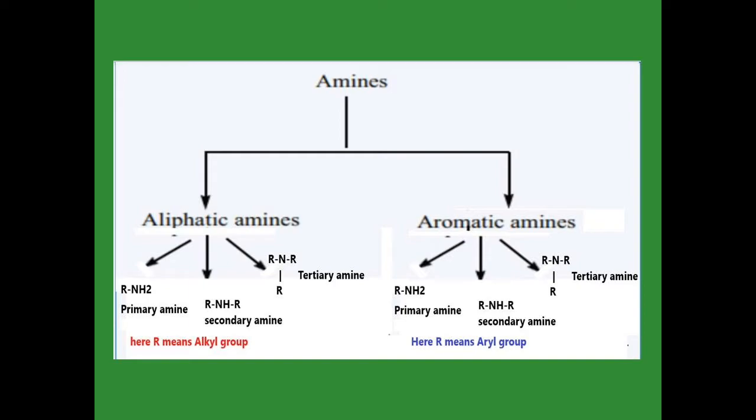First, the aliphatic amine is classified as primary amine, secondary amine and tertiary amine. In a primary amine, the nitrogen contains only one alkyl group. In a secondary amine, the nitrogen is attached to two alkyl groups. And in a tertiary amine, the nitrogen is attached to three alkyl groups. In the same way, in aromatic amines there are also three types: primary, secondary and tertiary. Here also, one aryl group on nitrogen means primary, two aryl groups means secondary, and three aryl groups means tertiary.